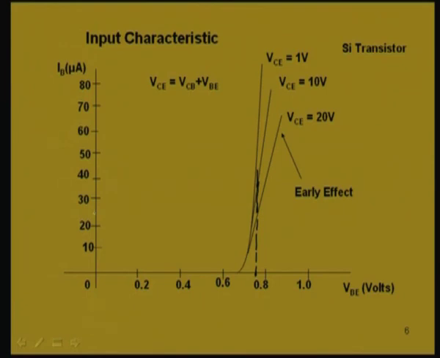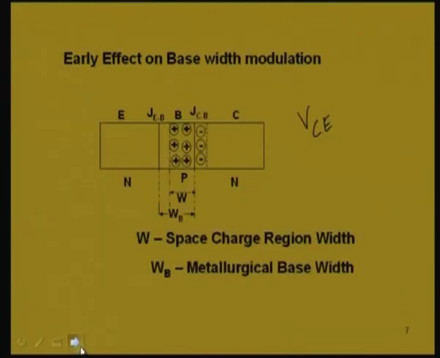So, the curves of the input characteristic will be shifting to the right and right if we go on increasing the VCE, which means increasing the collector to base reverse bias voltage. This is the input characteristic, and this effect of shifting of the curves to the right is because of the early effect, which is the modulation of the base width.